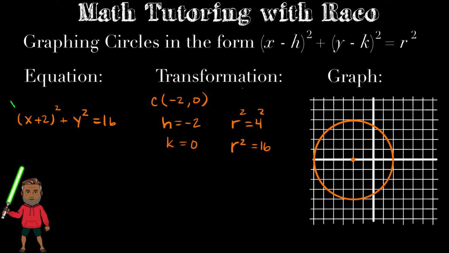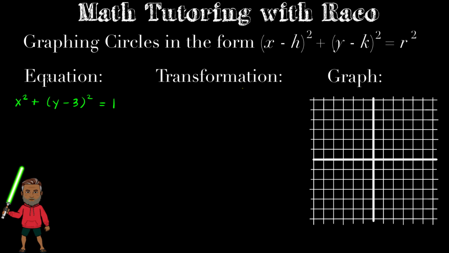All right, moving into our last and final example. What we have here is x to the power of 2 plus y minus 3 to the power of 2 equals 1. So I'm going to start with my h and my k. In this problem here, you'll notice that nothing is being added to x. So we're going to say that our h is 0. So h is equal to 0. And then k, opposite of that right there, is going to be 3. So we can now deduce that our center is located at 0, comma 3.